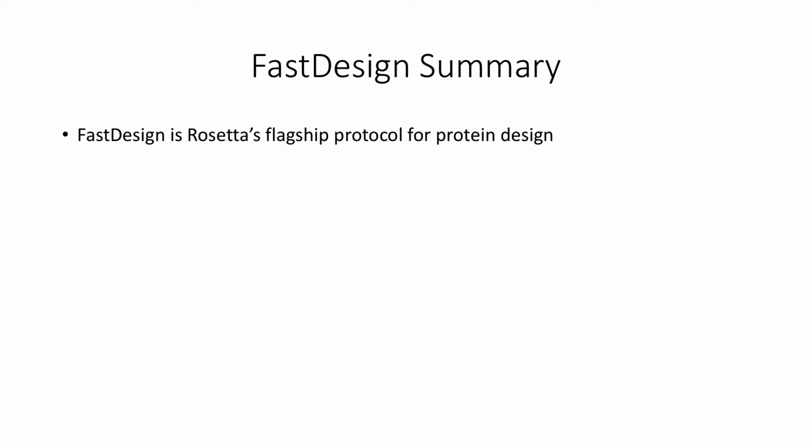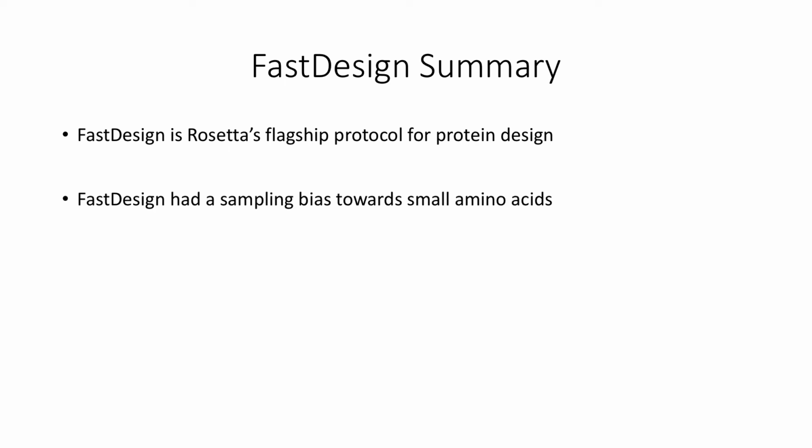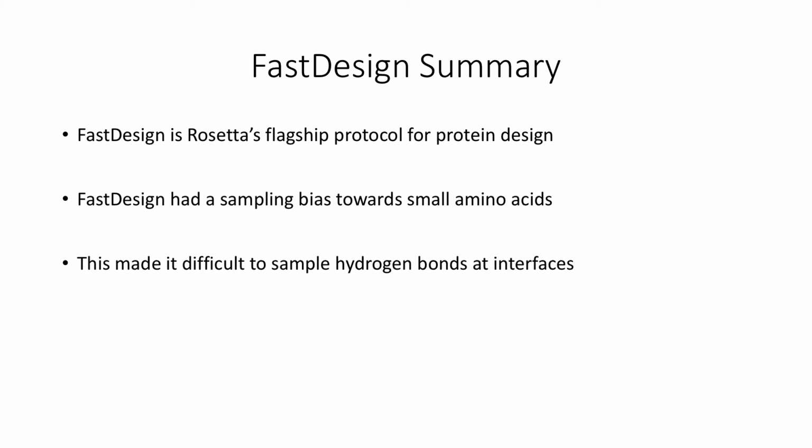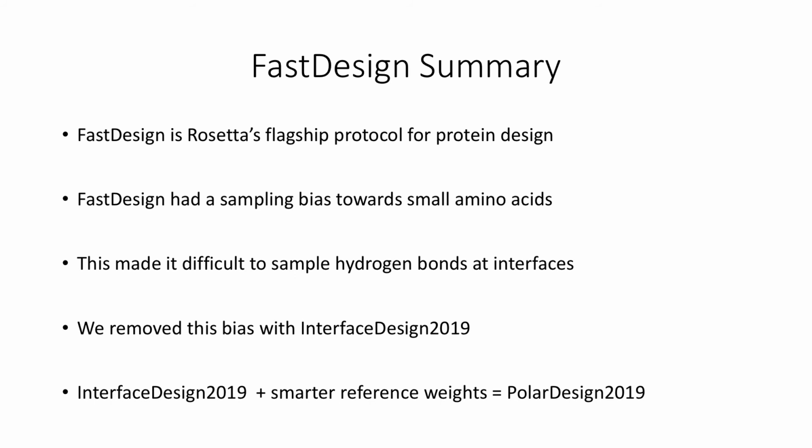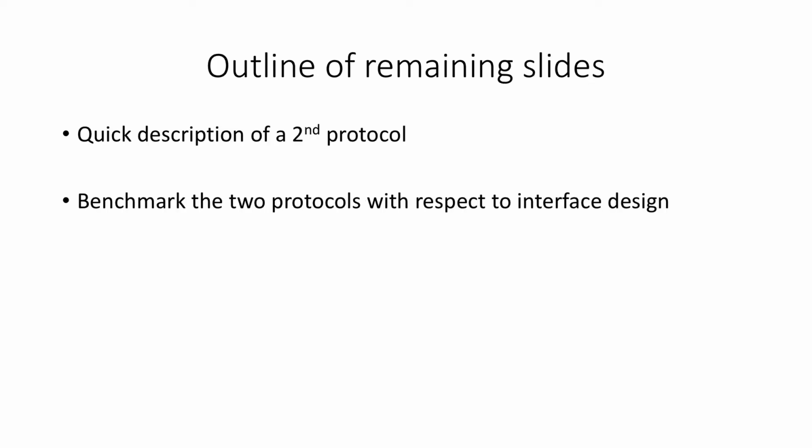So just to summarize this fast design section: fast design, flagship protocol for protein design. There's this sampling bias towards alanine and small proteins. This was a large hindrance with our problem with this interface hydrogen bond sampling problem. We removed this bias with Interface Design 2019, and then we created Polar Design 2019 to better model native amino acid distributions. Now, I'm going to talk about a second protocol, but I'm going to do it much faster, because what I really want to get to is the end, where we benchmark, and we really show the improvements.